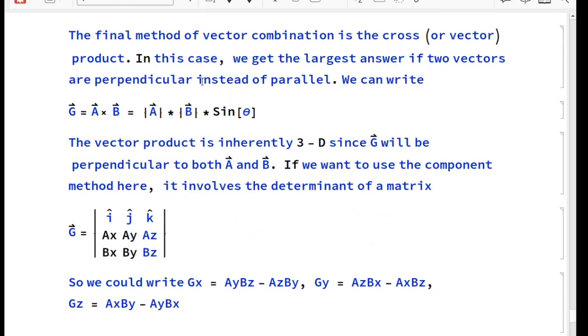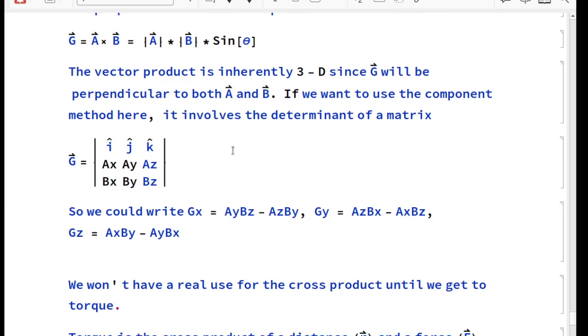The last way we can combine vectors is the cross or vector product. Here we get the largest answer if two vectors are perpendicular instead of parallel. We can write the cross product as A cross B is magnitude of A times magnitude of B times sine of theta. The vector product has to be a three-dimensional idea since G is going to be perpendicular to both A and B. If you want to see how to do this with the component method, if you've had linear algebra, it's pretty easy. If not, it might look crazy. And you would not be expected to know this formula. I would give it to you if you needed to know it.